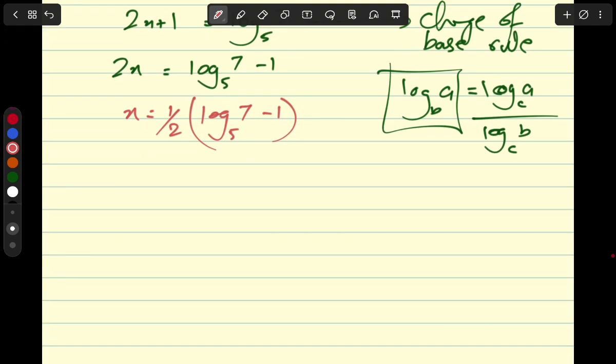Now, solving equations is only half the story. Cambridge also asks exponential inequalities, and that's where many students lose easy marks. Let's look at that next.